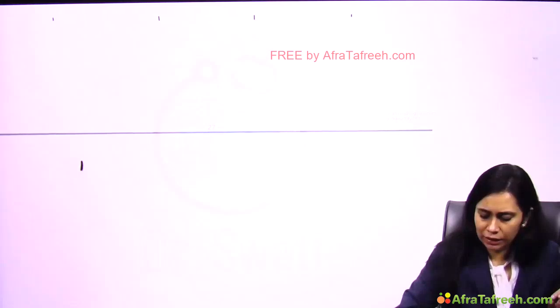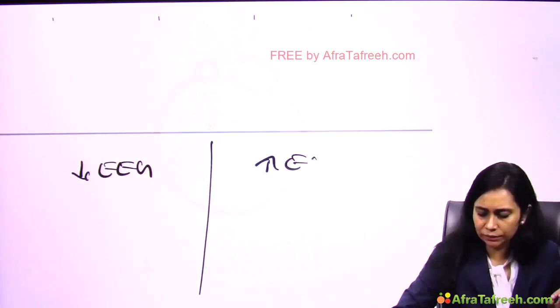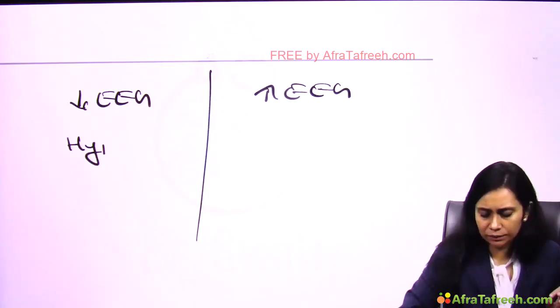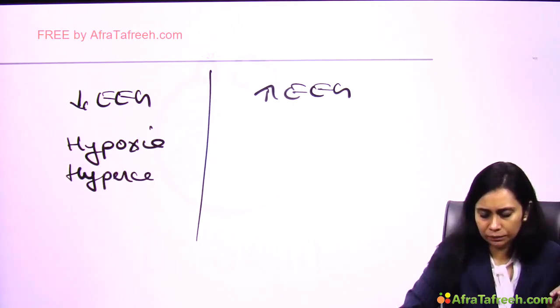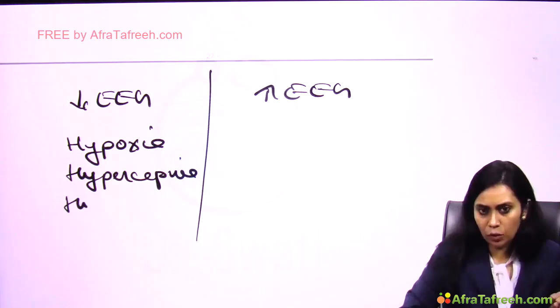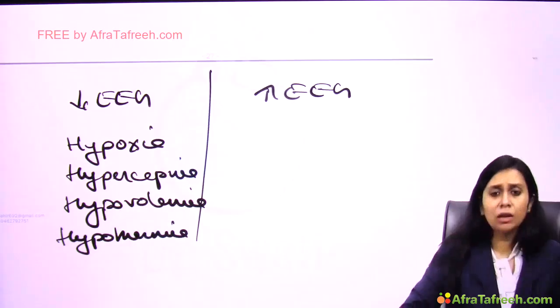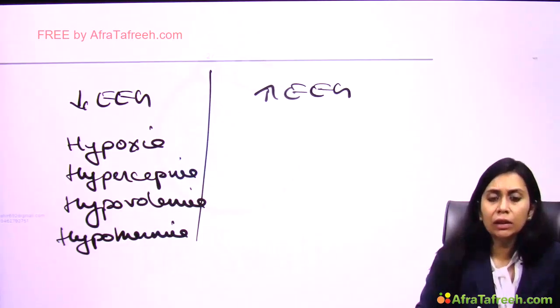Conditions decreasing EEG activity and increasing EEG activity. Decreasing EEG activity: hypoxia, hypercapnia, hypovolemia, hypothermia. We have earlier also discussed these conditions. They produce CNS obtundation. They all will decrease EEG activity.